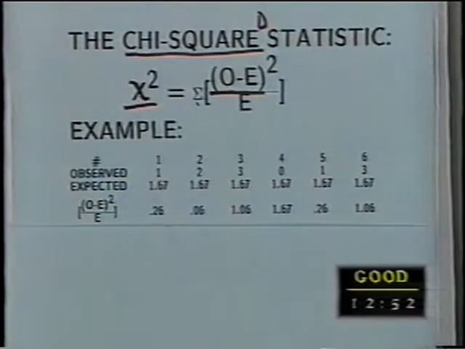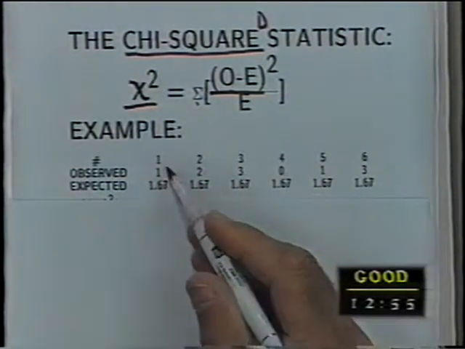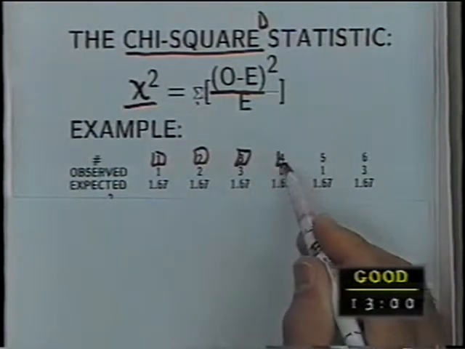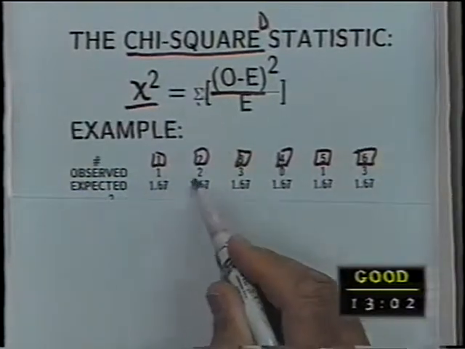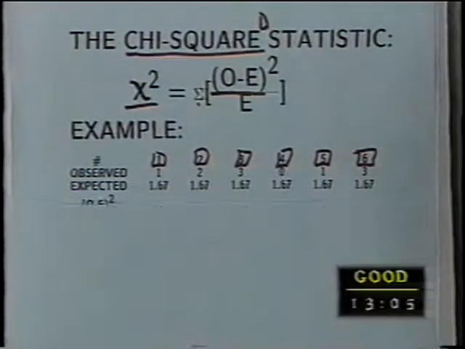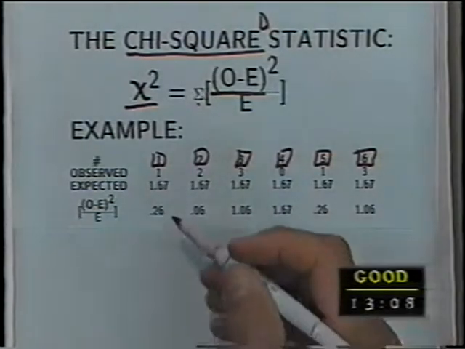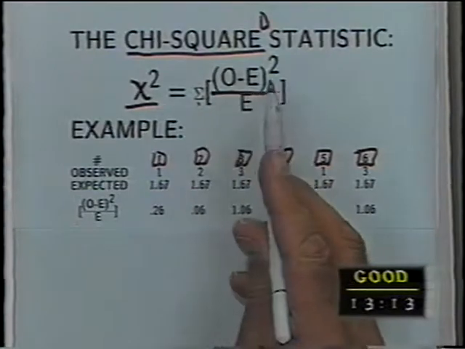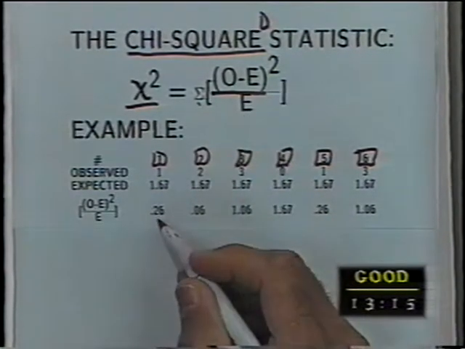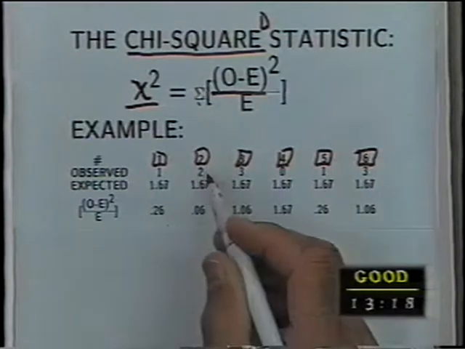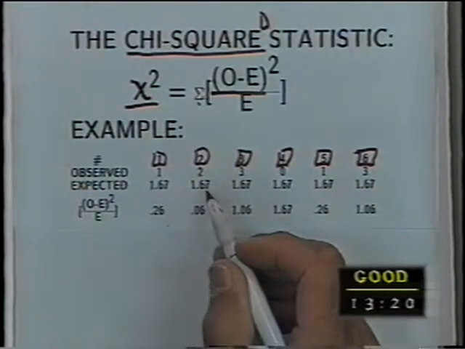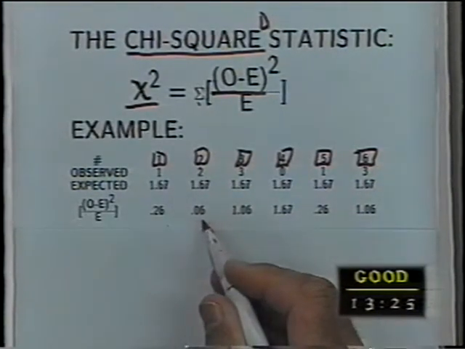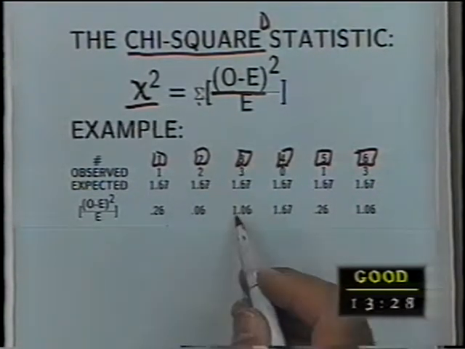Here's our example. In our example, we had these dice. Remember the dice? And this was the observed number, and here the expected number. In order to start getting the chi-square statistic, I take 1 minus 1.67, which is minus 0.67. I square it, and I divide by 1.67, and that comes out to be 0.26. I take 2 and subtract 1.67. That gives me about 0.33. Square that and divide by 1.67. That gives me 0.06.